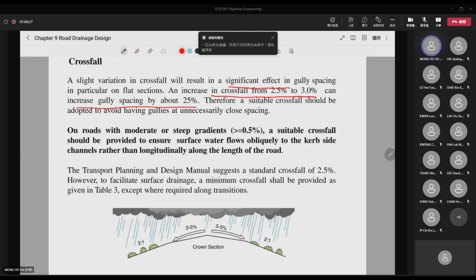So on roads with moderate or steep gradients, the guideline states that a suitable cross fall should be provided to ensure the surface water flows to the curbside channel rather than longitudinally along the length of the road. Now basically the standard cross fall is 2.5%. And for some cases, it will increase to 3% at least. So the cross fall is a very convenient and very important way to reduce the number of gullies or to increase the spacing of the gullies.